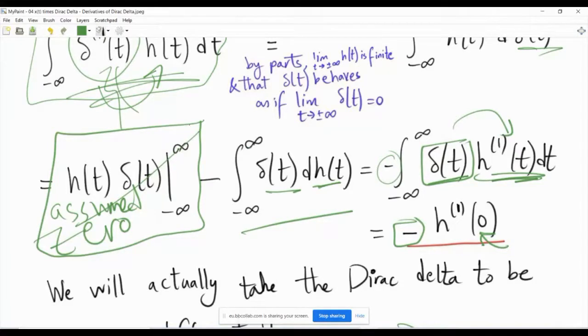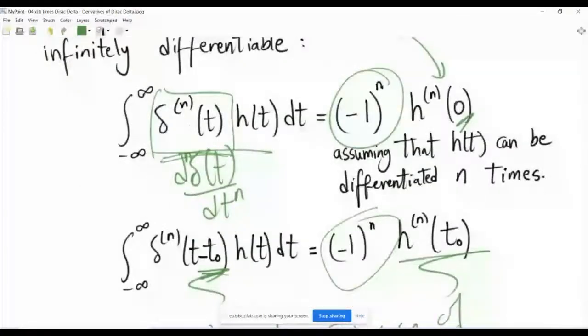So basically, delta of t applied to h of t will give you h of 0. The first derivative of the Dirac delta applied to h of t will give you minus the first derivative of h of t evaluated at 0. The second derivative of the Dirac delta applied to h of t will give you the second derivative of h at t equals 0, and so on and so forth. And we are assuming that, again, those derivatives actually exist. If they do not exist, then you are writing something that is meaningless. You are writing a derivative of a function that is not even differentiable.